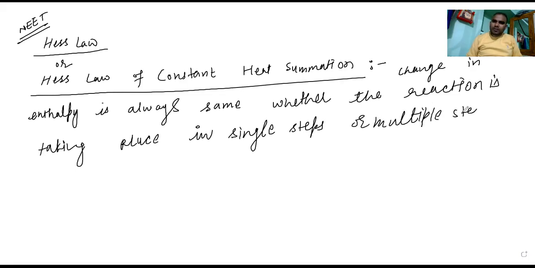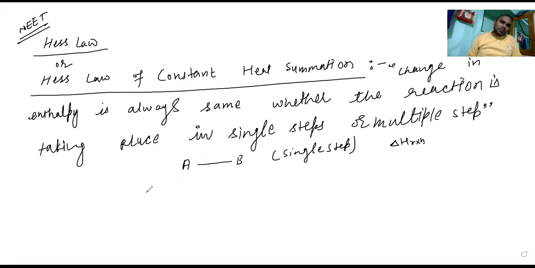So if any reaction is carried out in one step, the enthalpy change will be something. Then if it is taking place in multiple steps, the sum will always be the same. Let us try to understand. Suppose I have one reaction, A to B. It is converting from A to B in a single step, and that is the enthalpy of reaction, delta H of reaction.